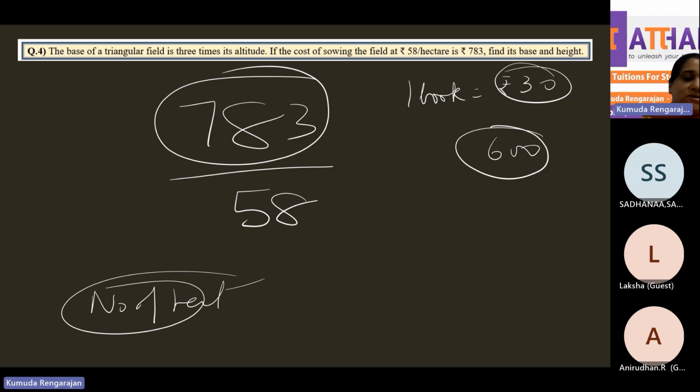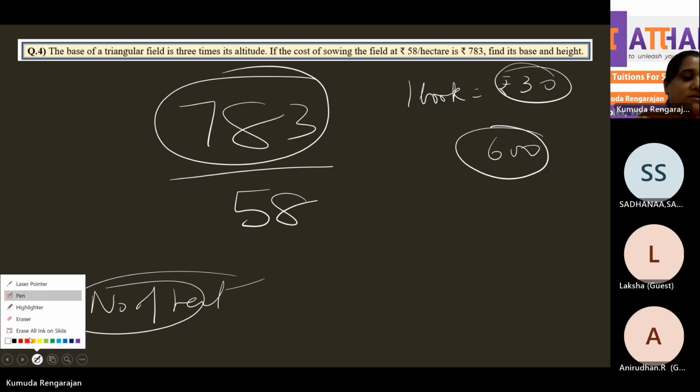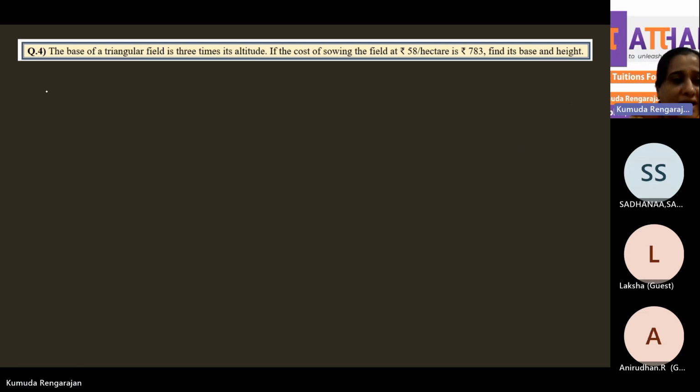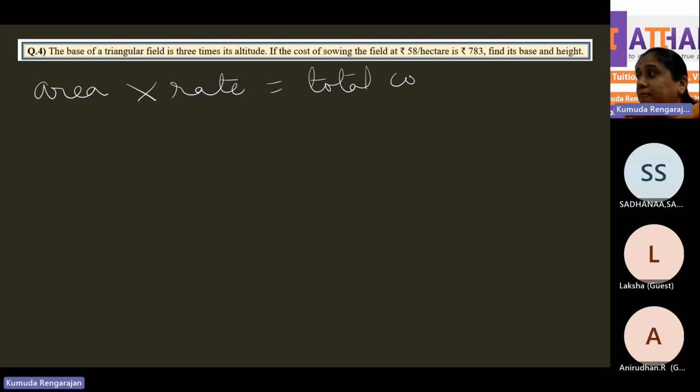You get the number of hectares. So the area of your field, whatever is the area of your field, into the rate of sowing is equal to the total cost of sowing, the total cost.